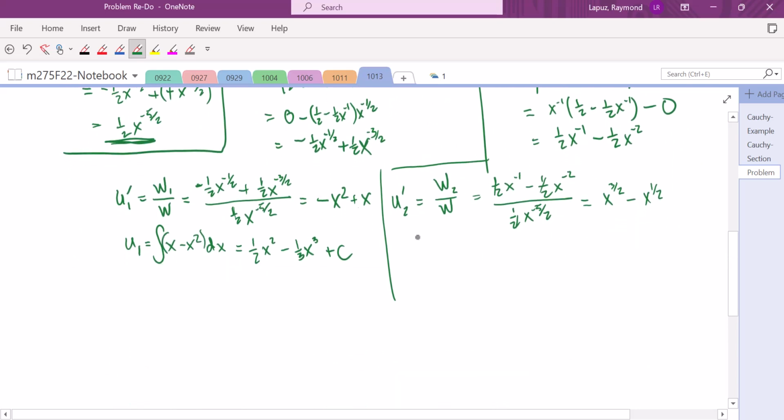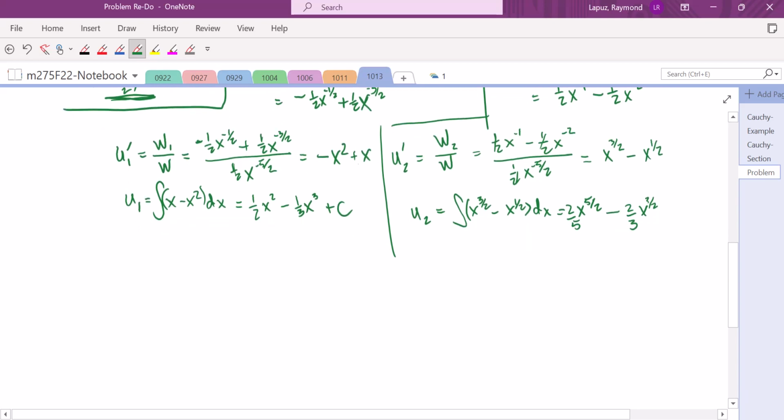So we'll put the plus c here, but then we'll not worry about it when we put it in our final form. Our u2 will be equal to the integral of x to the 3 halves minus x to the 1/2, and that will yield adding 1 to the power, so that's going to be 5 halves, and we divide by 5 halves, which is the same thing as multiplying by the reciprocal 2/5, minus x to the 3 halves multiplied by 2/3. Now it looks like none of these will match each other, so I think we're ready to put together our y sub p.